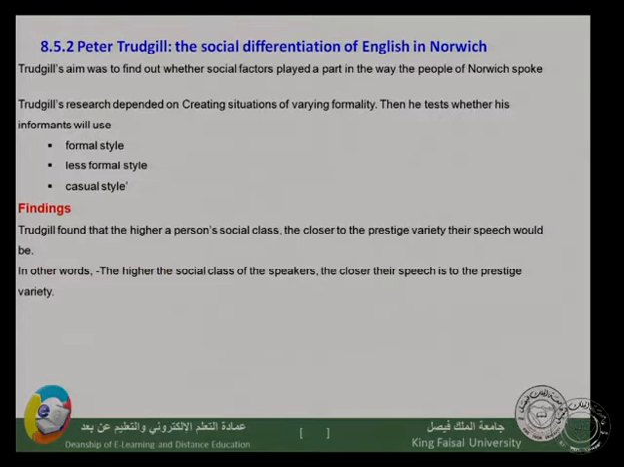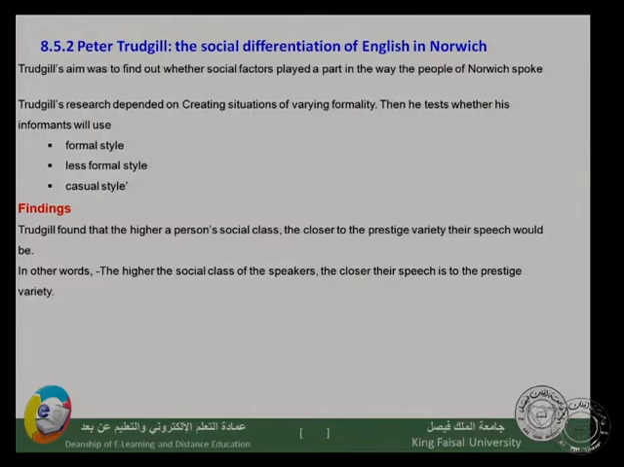The second experiment is by Peter Trudgill, who studied the social differences of English in Norwich. Trudgill's aim was to find out whether social factors played a part in the way that people of Norwich speak. Trudgill's research depends on creating situations of varying formality. Then he tests whether his informants will use a formal style, a less formal style, or a casual style. He found that the higher a person's social class, the closer to the prestige variety their speech would be. Again, this shows that there is a relation between social class and the variety we use.